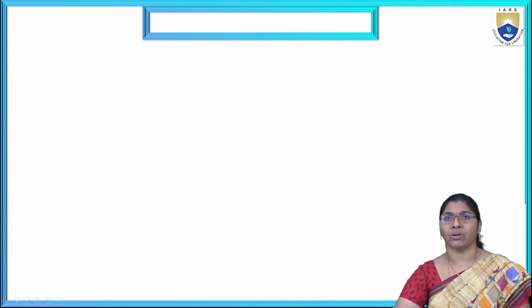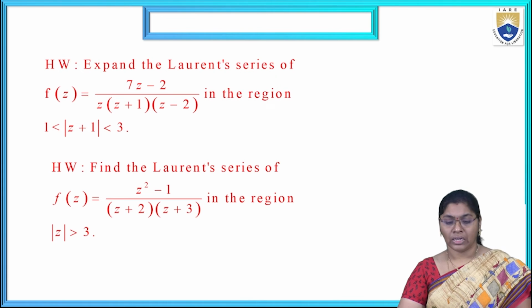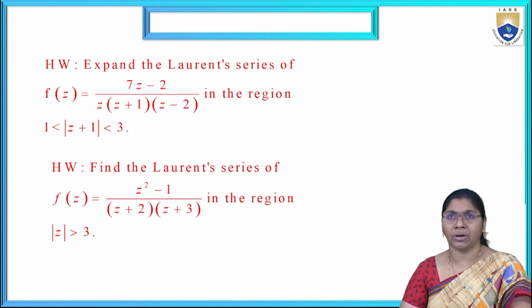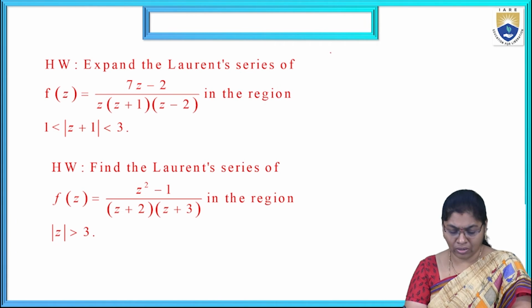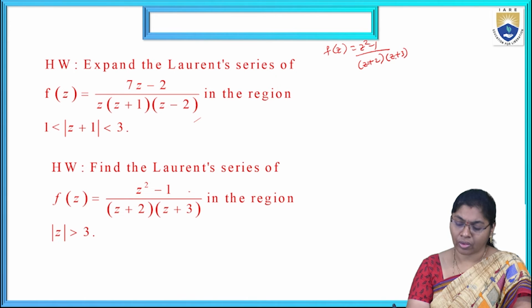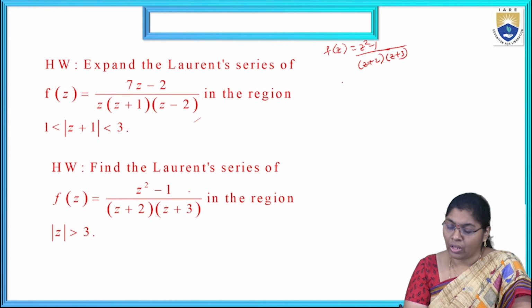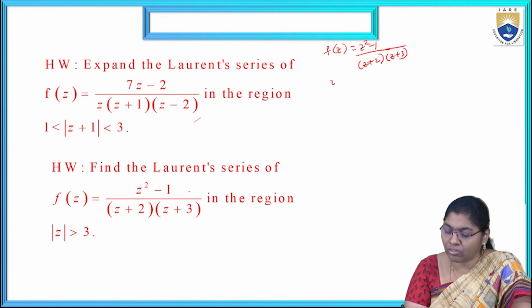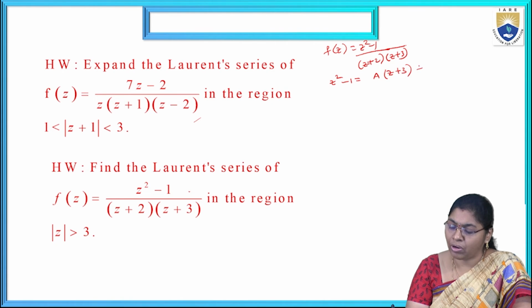Now the next one, two more problems are there. The next one we can solve with this method, which is already completed. f(z) equals (z²-1)/((z+2)(z+3)). Now by the partial fractions method, z² minus 1 equals A(z+3) plus B(z+2).